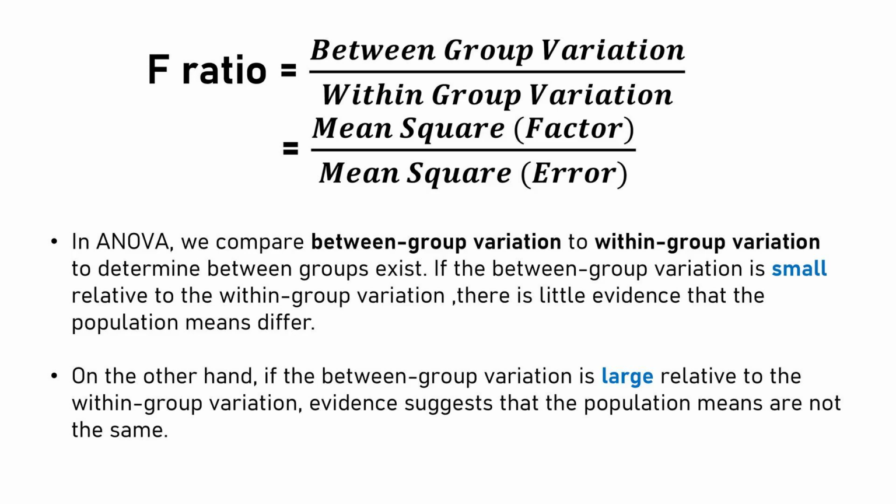In ANOVA, we compare between group variation to within group variation to determine whether differences between groups exist. If the between group variation is small relative to the within group variation, there is little evidence that the population means differ. On the other hand, if the between group variation is large relative to the within group variation, evidence suggests that the population means are not the same.